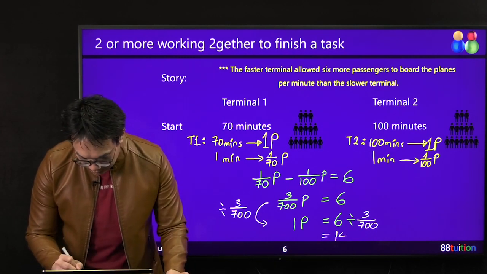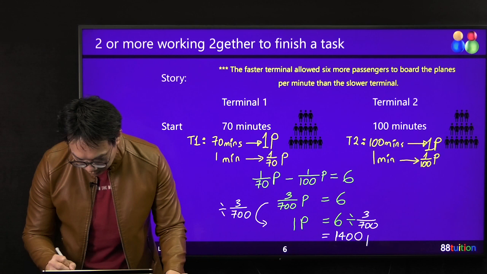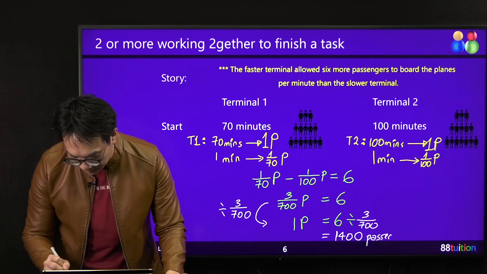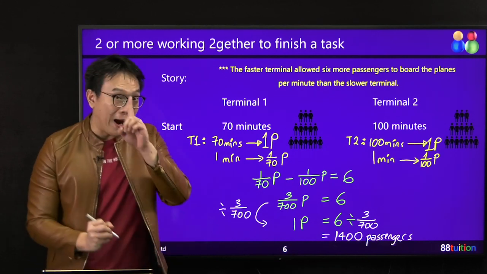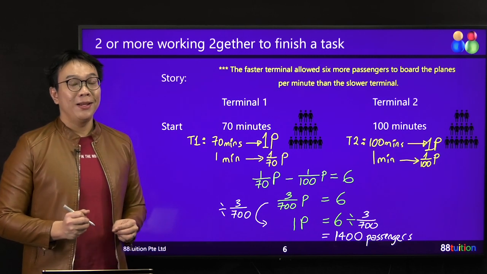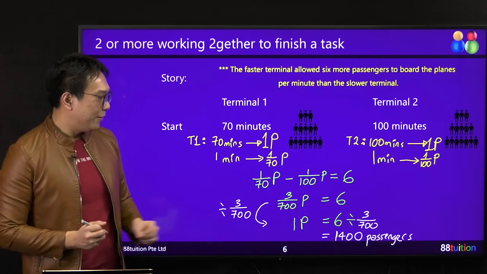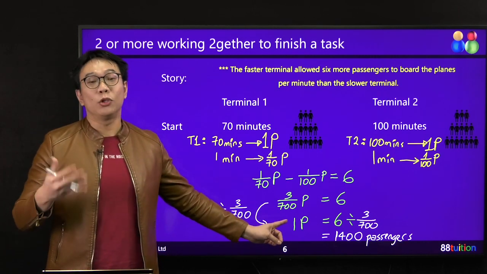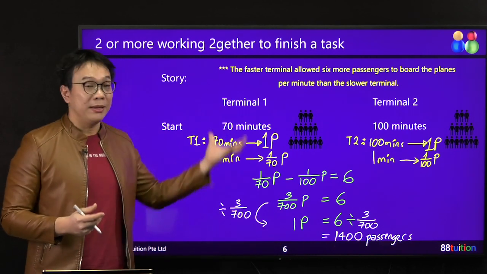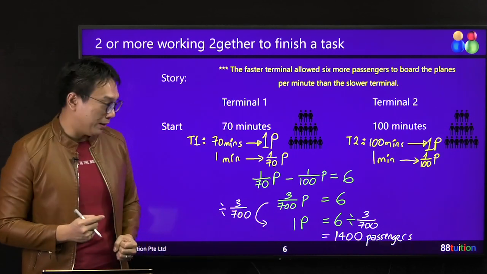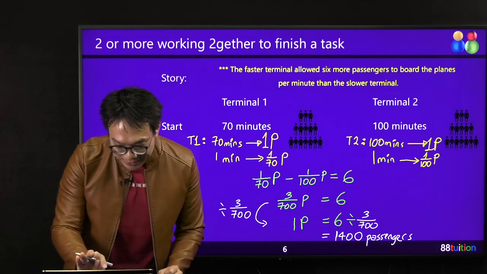So the passenger, this one actually means 1,400 passengers. And that is in what? In one terminal. Question is asking about what? Forgotten already. So we managed to find P already. P is the total number of passengers cleared by one terminal, 1,400. Is that okay? So what's next?